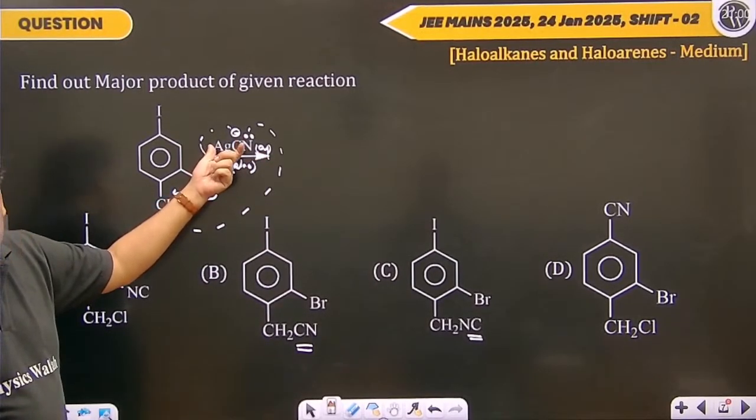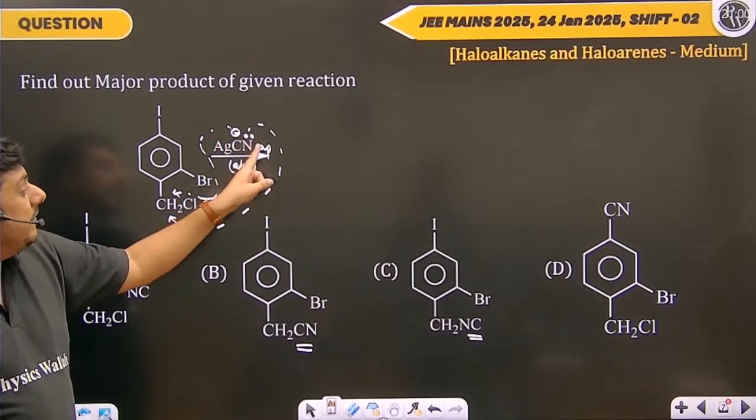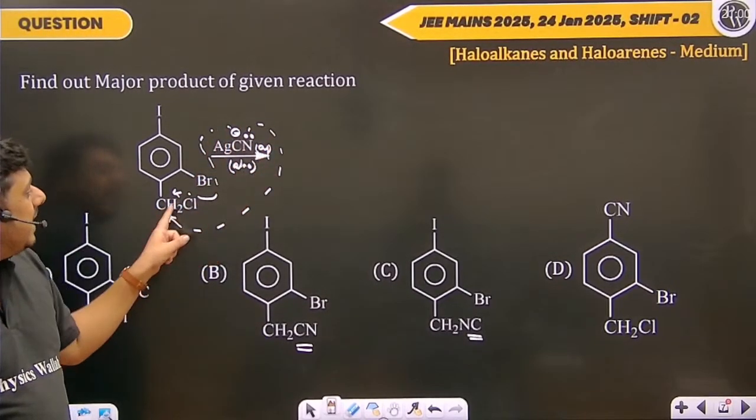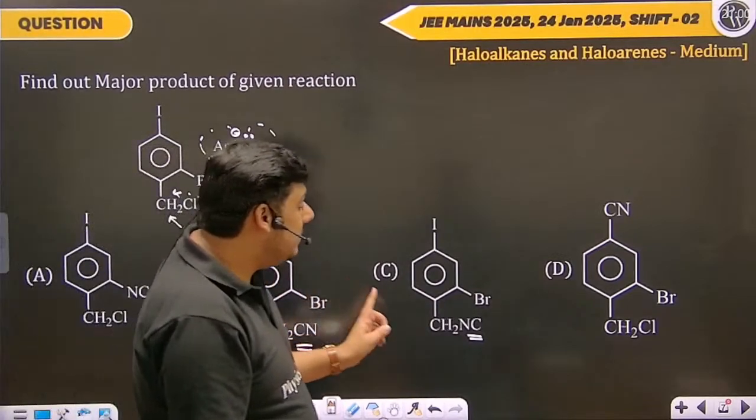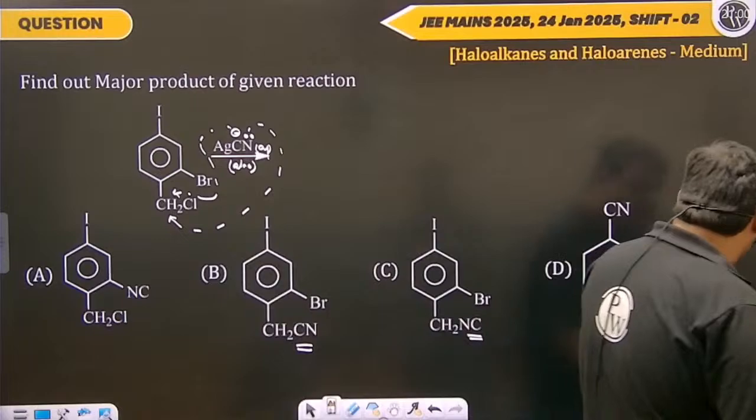AgCN has high covalent character. Thus, if we have an aqueous medium, then the nitrogen attacks. If you have an alcoholic medium, then the carbon of the CN attacks. So according to that you will pick your answer, right? So both options I have told you.